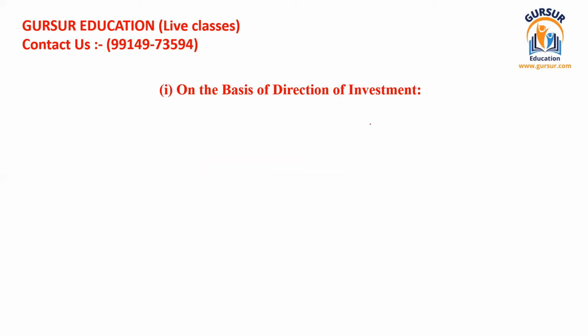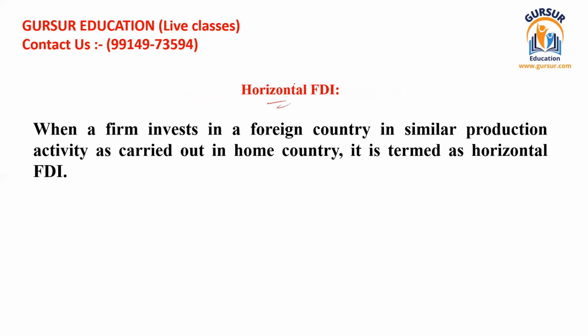So in this way we can make that. So next is on the basis of types of activity. Now I'm going to see how many classifications can be made for the FDI on the basis of types of activity. So the first kind of FDI can be horizontal.